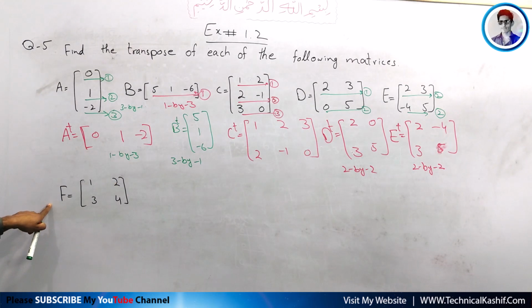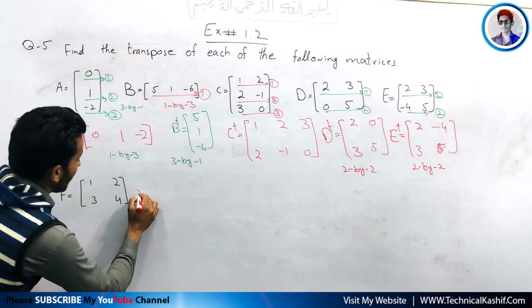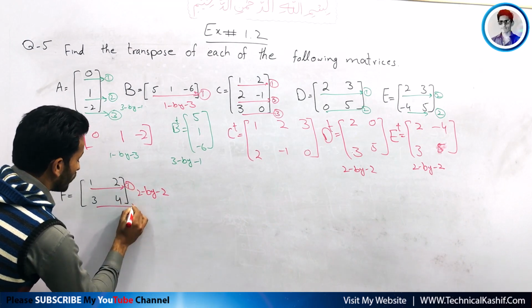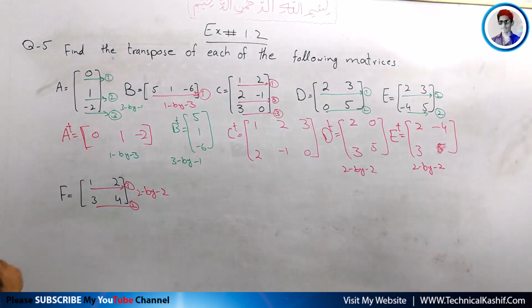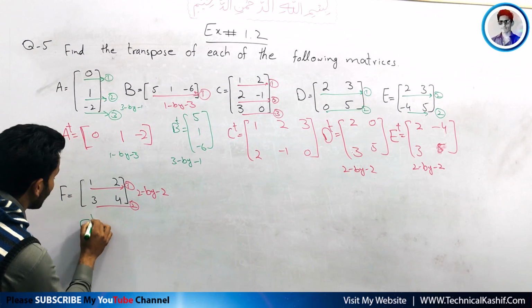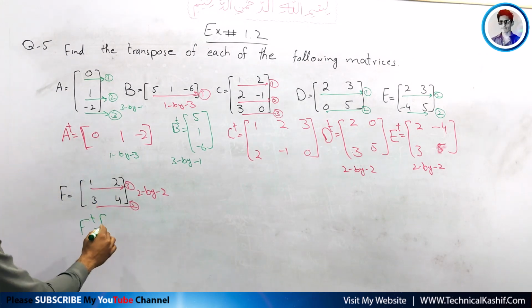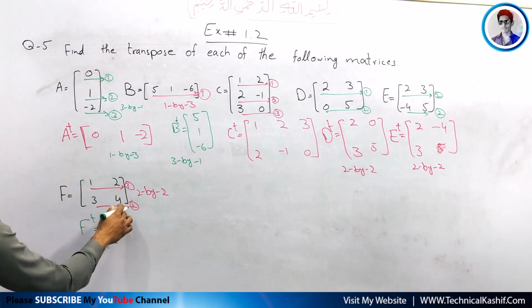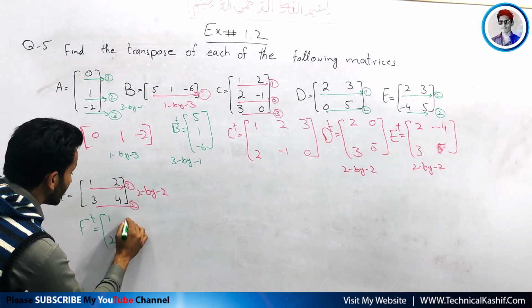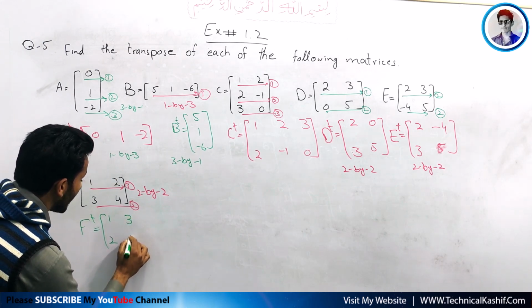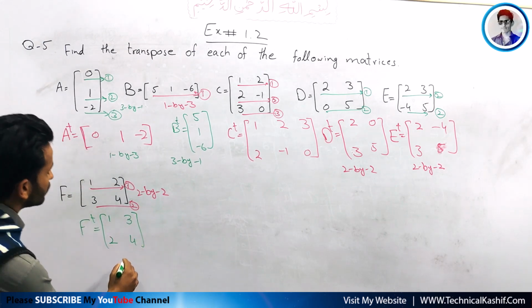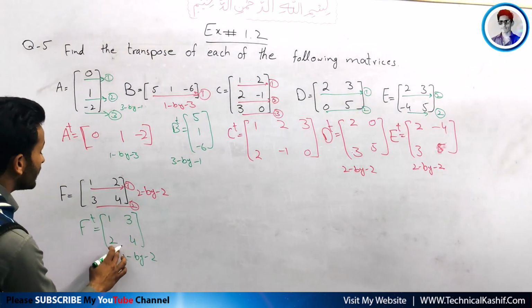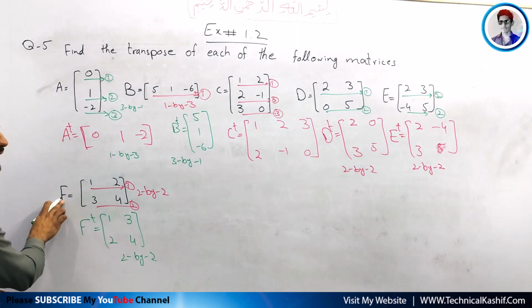That is the last part of this question, having order 2 by 2 matrix F. It has 2 rows and 2 columns, so its first row changes into first column. F transpose is equal to first row changes into first column, first element 1 and second one is 2. In the second row we change into second column, first element 3 and second one 4. It is also a matrix of order 2 by 2 having different values 1, 3 and 2, 4. It is the transpose of matrix F.